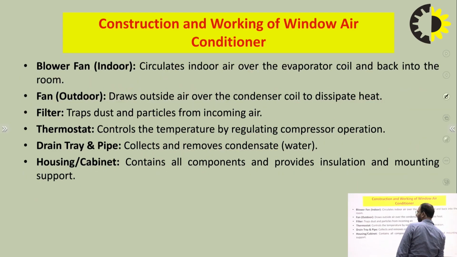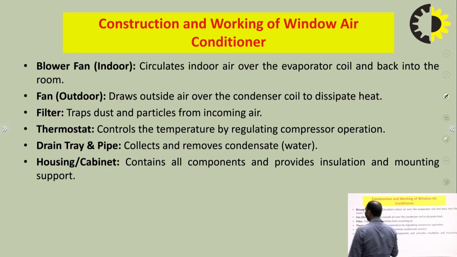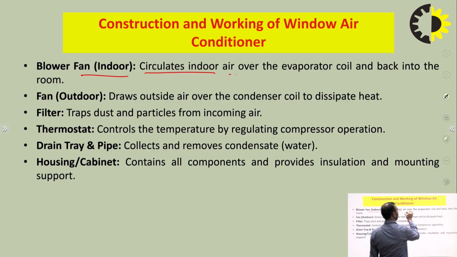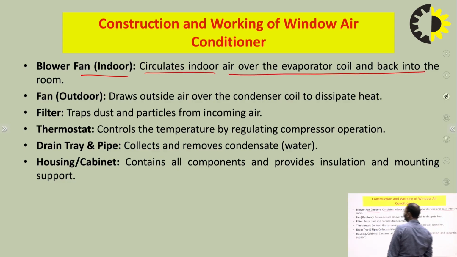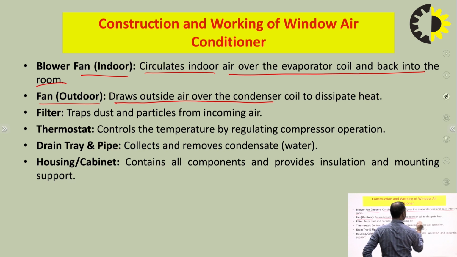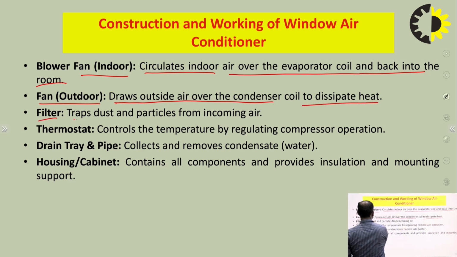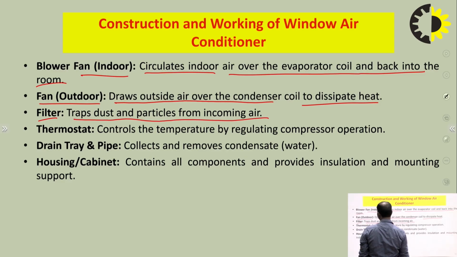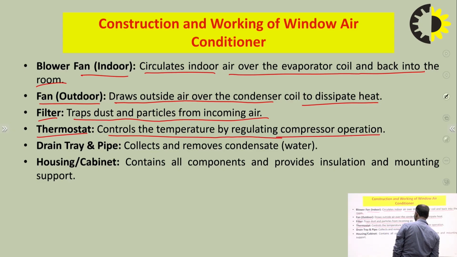Then the next one is the indoor blower fan, which circulates indoor air over the evaporator coil and back into the room. Then the outdoor unit fan draws outside air over the condenser coil to dissipate heat. Then the filter traps dust and particles from incoming air. Then the thermostat controls the temperature by regulating compressor operation.